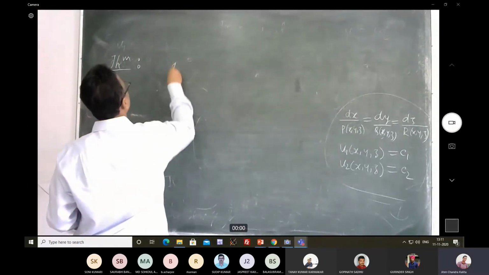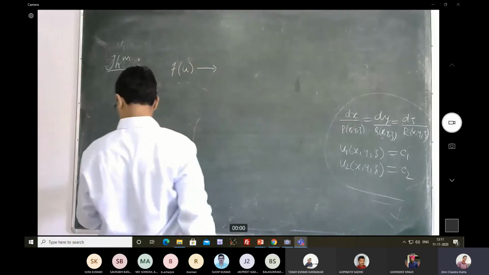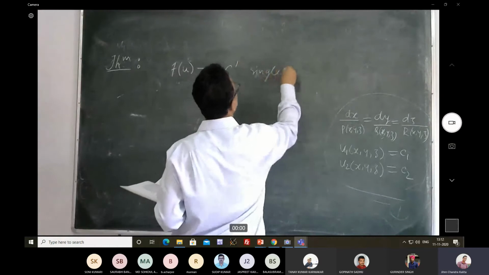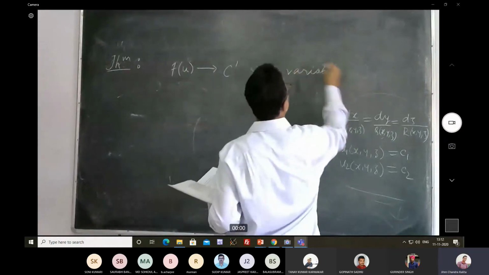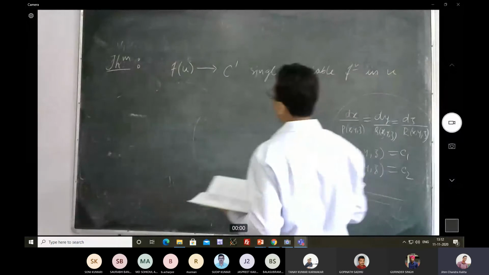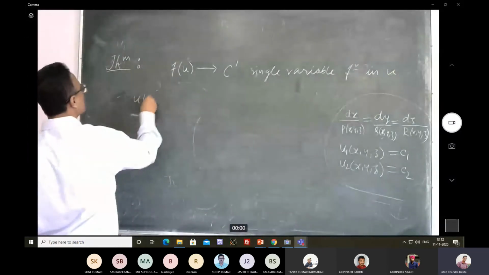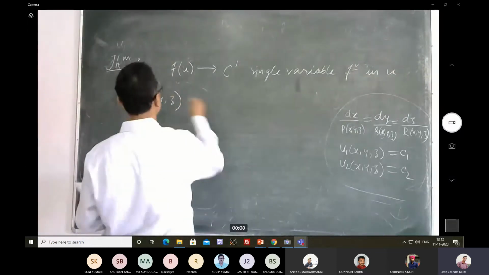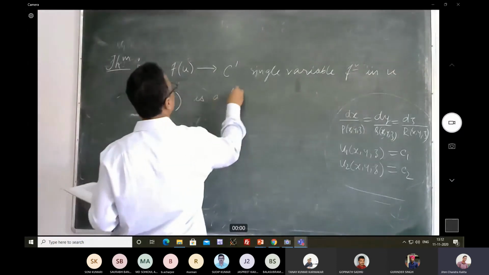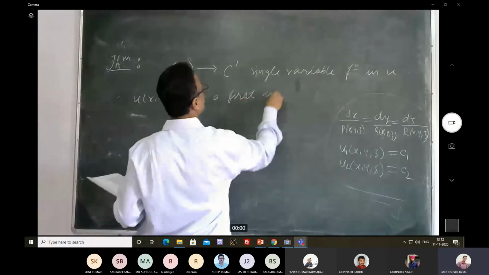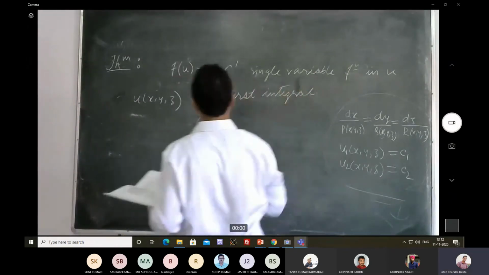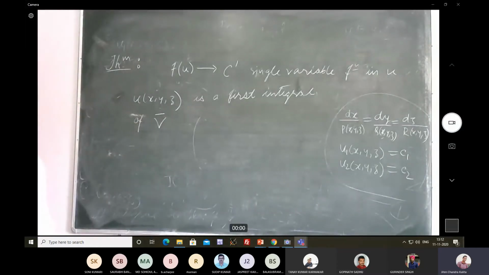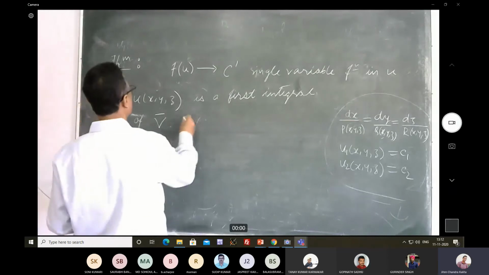See what it is. F is a C1, single variable function in u, and your u(x,y,z) is a first integral of the vector field V. First integral of the vector field V.